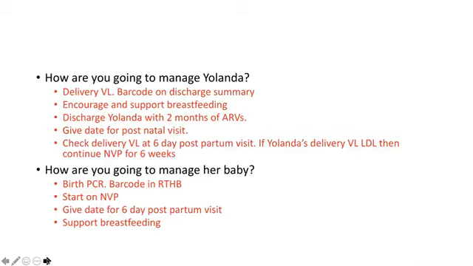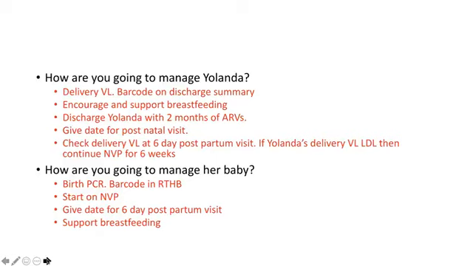And this baby would be classified as low risk because her last VL was taken 8 weeks prior to delivery. And so the baby's going to be discharged on NVP. We're going to give a 6-day follow-up, and we're going to support breastfeeding.